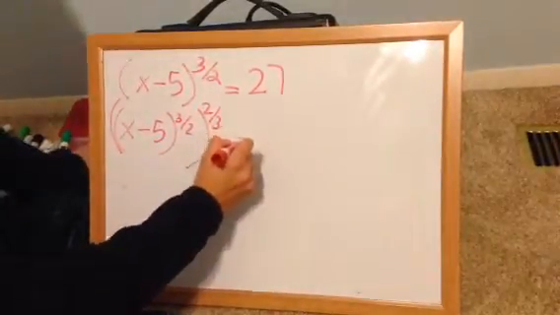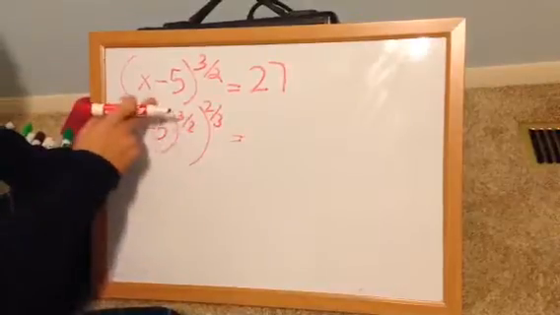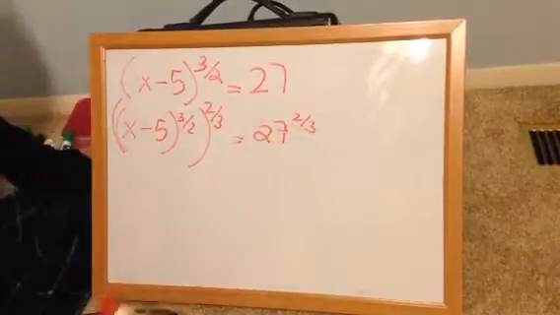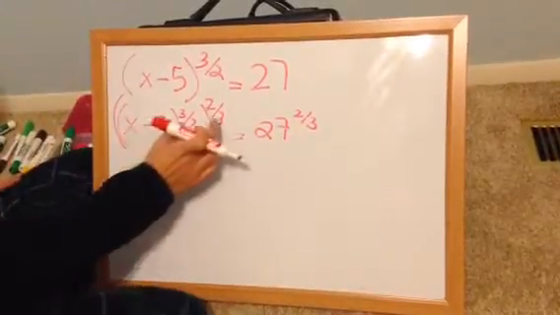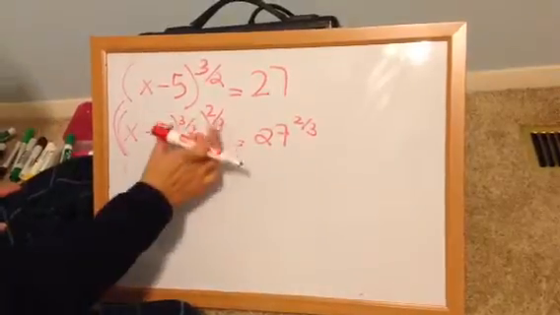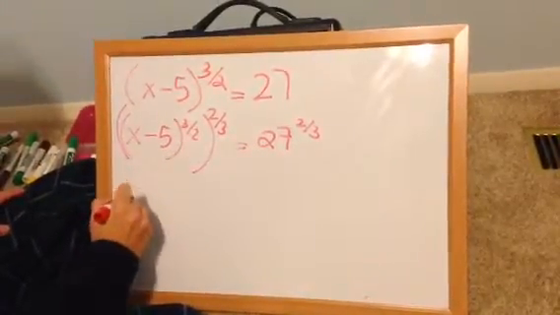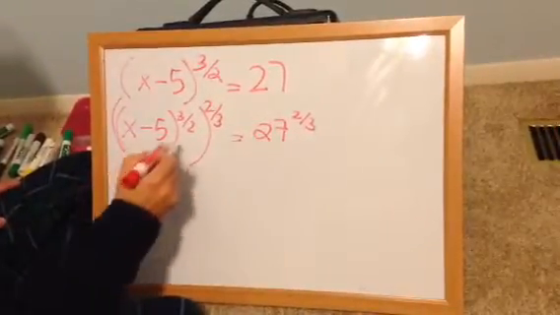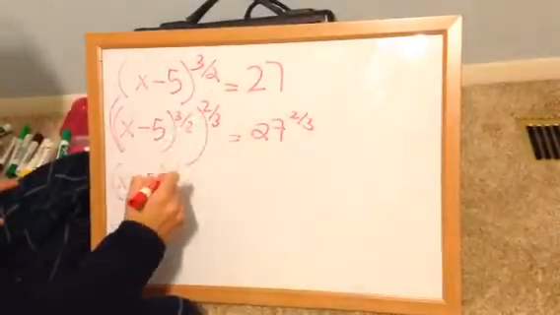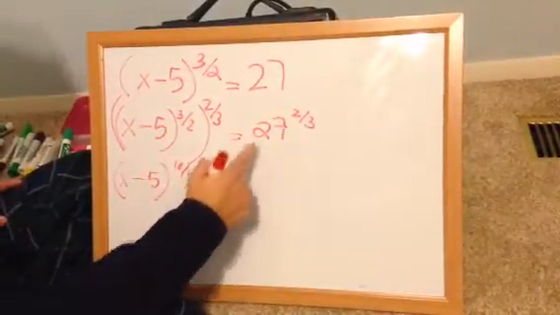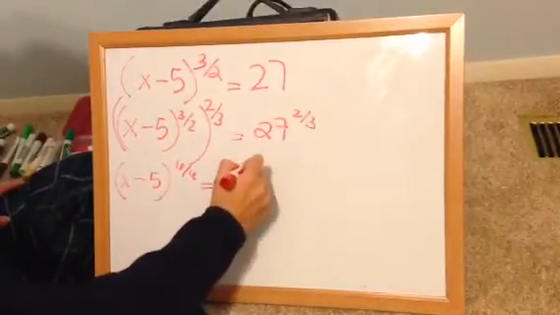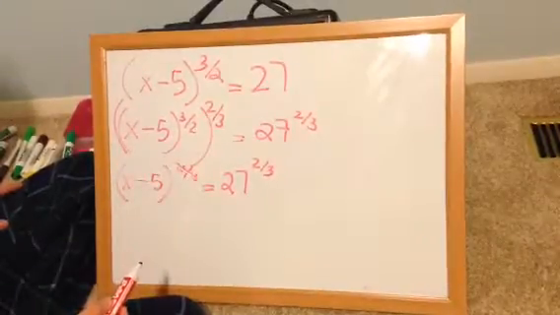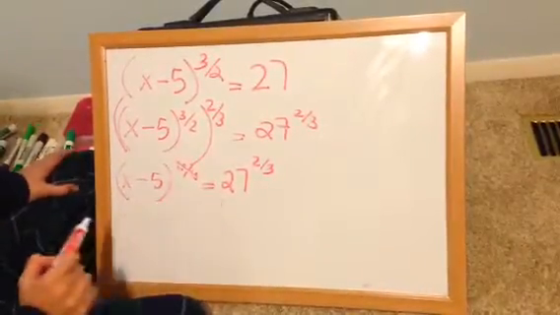Whatever I do to one side, I have to do to the other. So I've raised this side to the 2/3 power, and I'm going to do that to this side: 27 to the 2/3 power. Now, since these exponents cancel out, let's look at that here. We have x minus 5 to the 3 times 2 over 2 times 3, which is 6/6, equals 27 to the 2/3. And 6/6 is the same thing as 1, so I can just drop that. So I'm left with x minus 5 equals 27 to the 2/3.